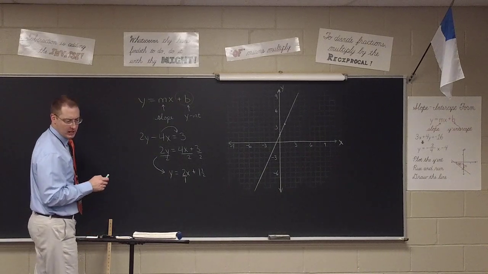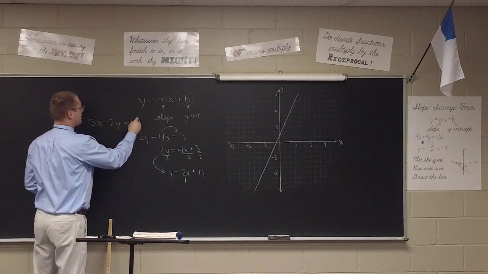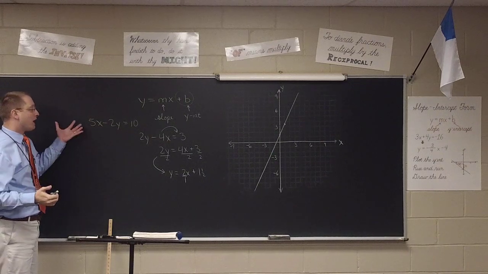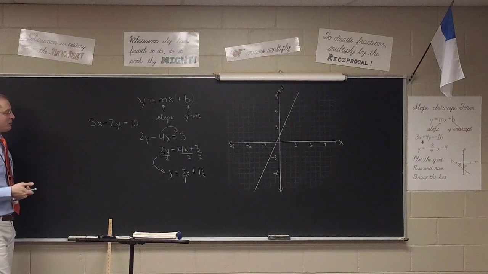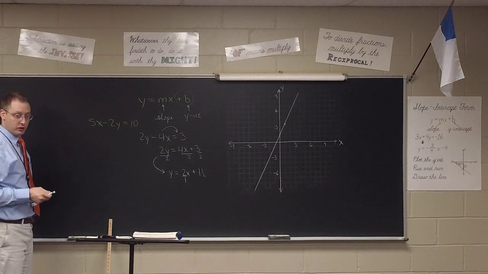5x minus 2y equals 10. Now, to be fair, this would be really easy to do with the intercept method. Okay, it would. But we're going to do slope-intercept form instead, because that's what we're practicing with. So to do the slope-intercept form, Noah, what should they have done first last night?